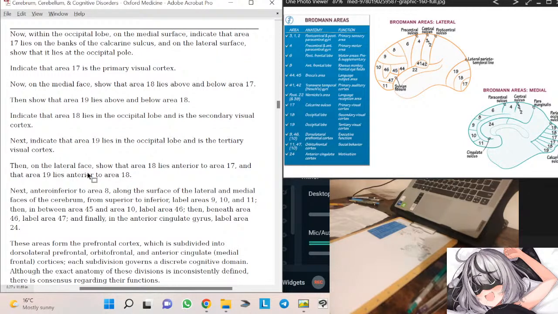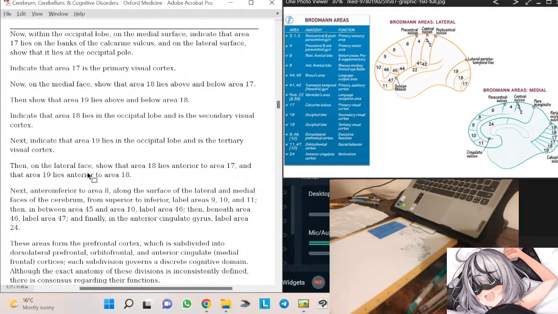Then in between area 45 and area 10, label area 46. Then, beneath area 46, label area 47. And finally, in the anterior cingulate gyrus, label area 24. These areas form the prefrontal cortex, which is subdivided into dorsolateral prefrontal, orbitofrontal, and anterior cingulate, medial frontal, cortices.